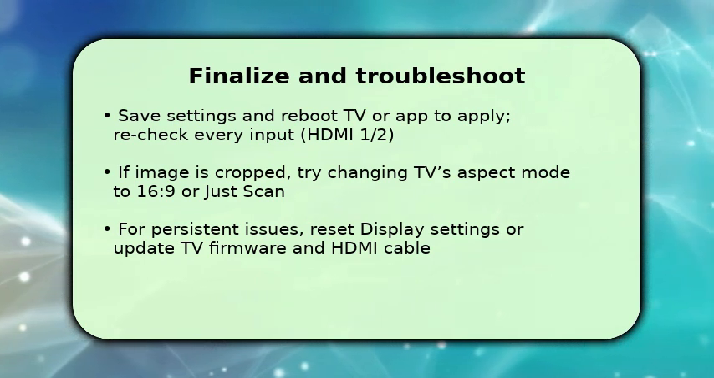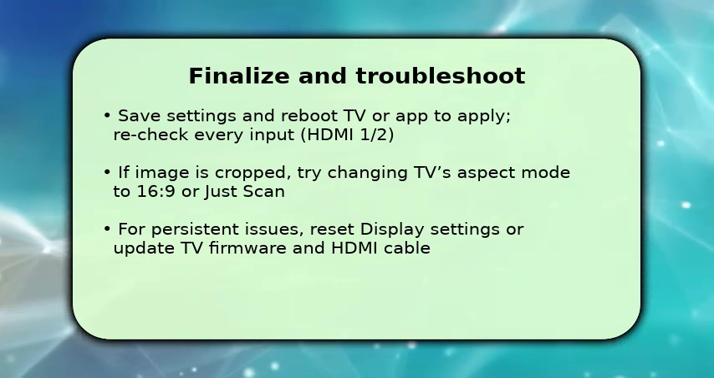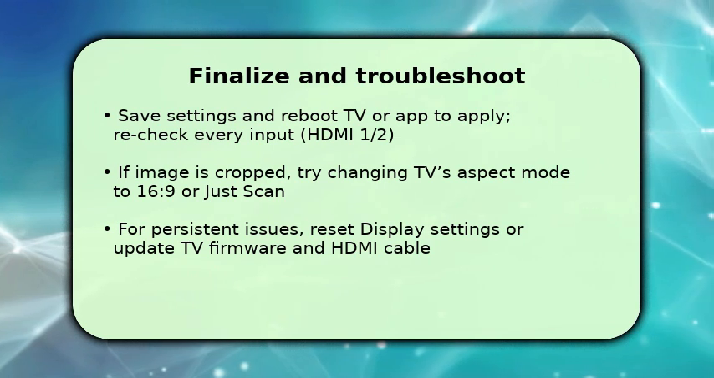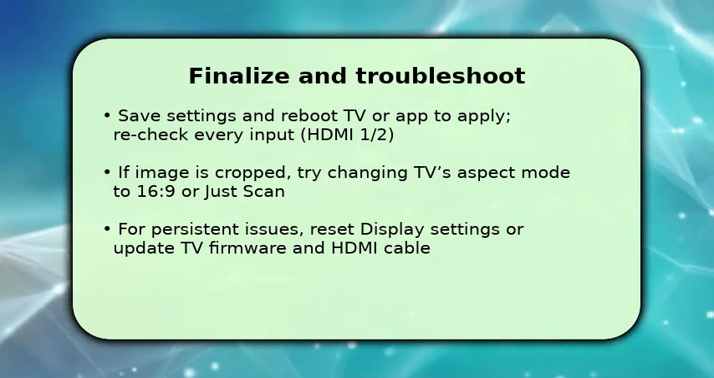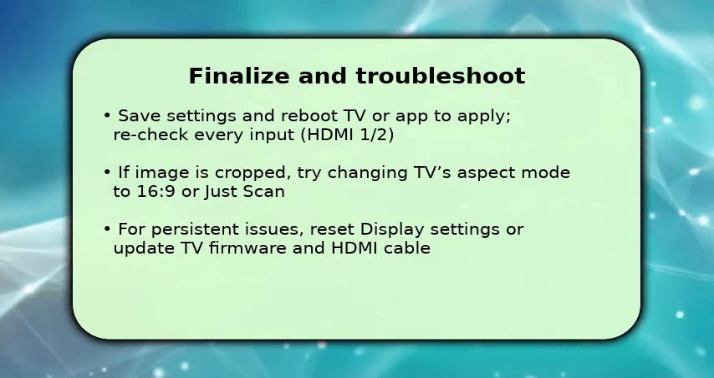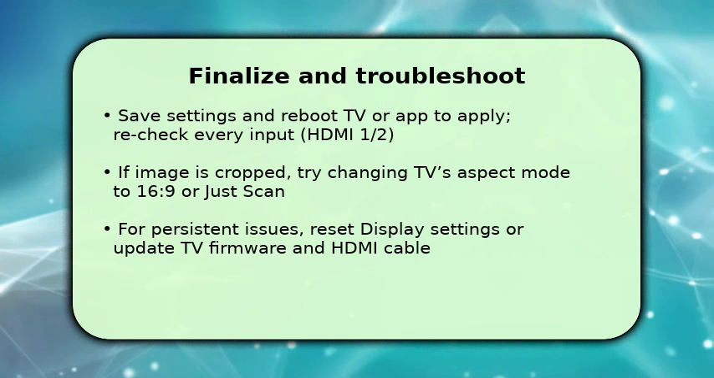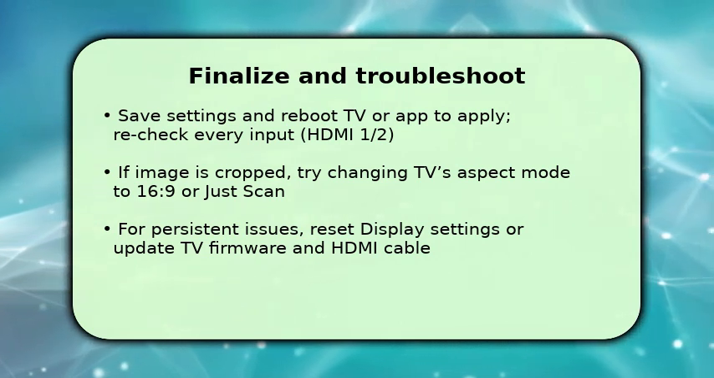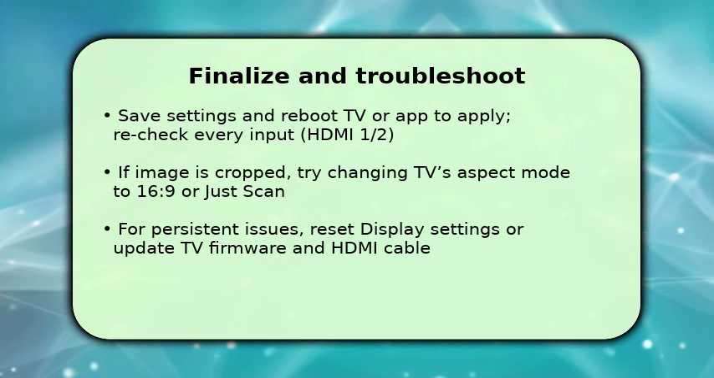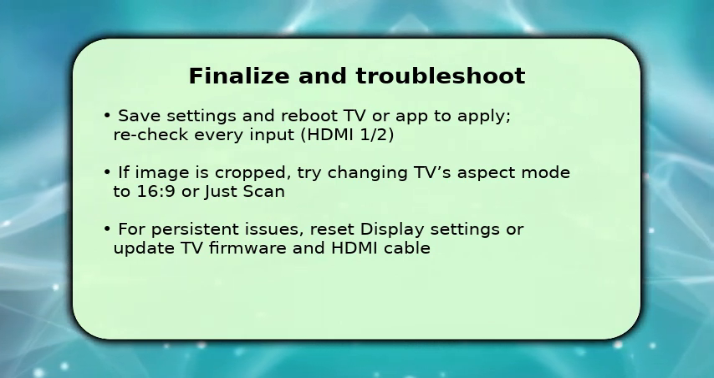If content still appears cropped, change the TV's aspect mode to 16:9, just scan, or full pixel. This often fixes overscan conflicts. If problems persist, reset display settings to defaults, update firmware, and swap HDMI cables. These steps resolve most calibration issues.